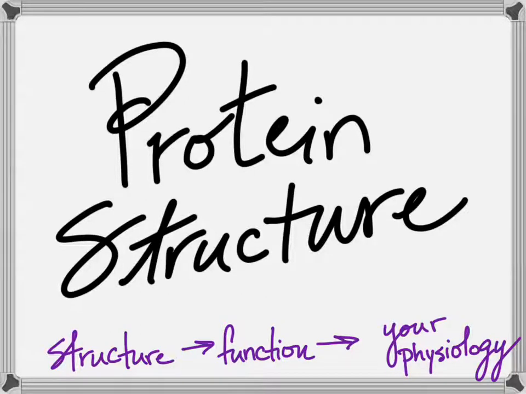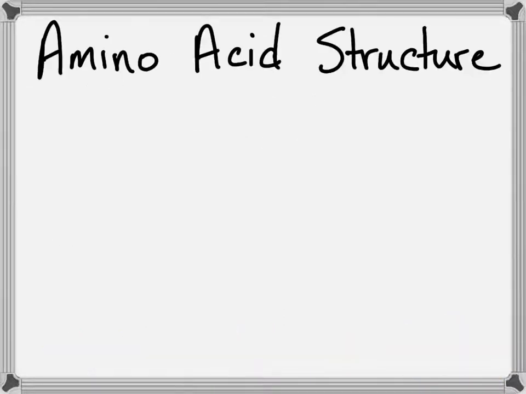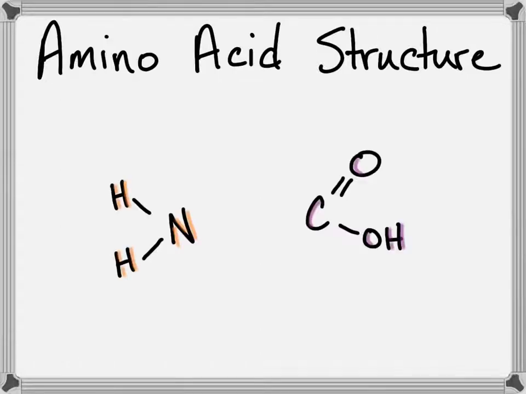Today, let's dig into what makes proteins take on the shapes they do, because structure leads to function, and protein functions make up many or most of your cellular physiology. Amino acids have three parts: an amino group, a carboxyl group, and an R group. These are all attached to a center carbon.